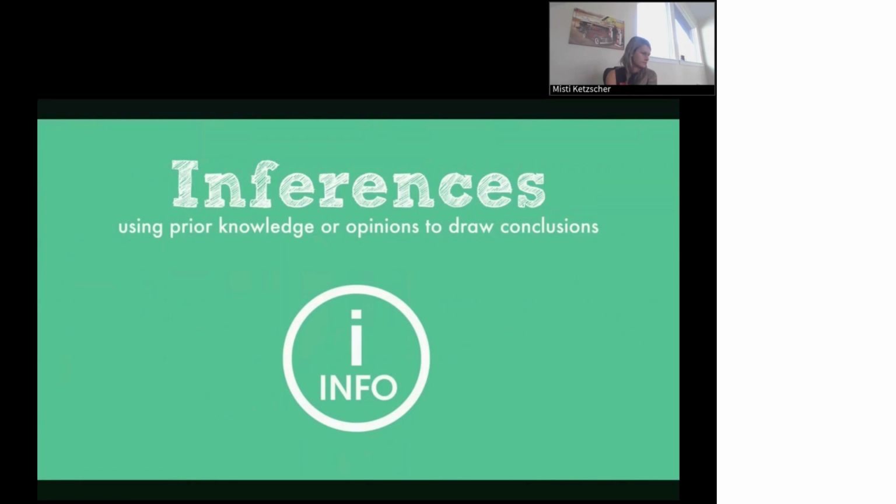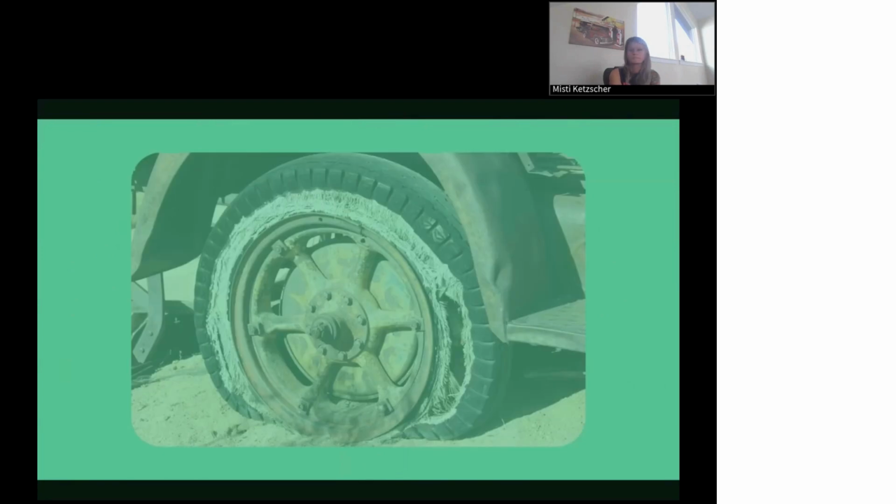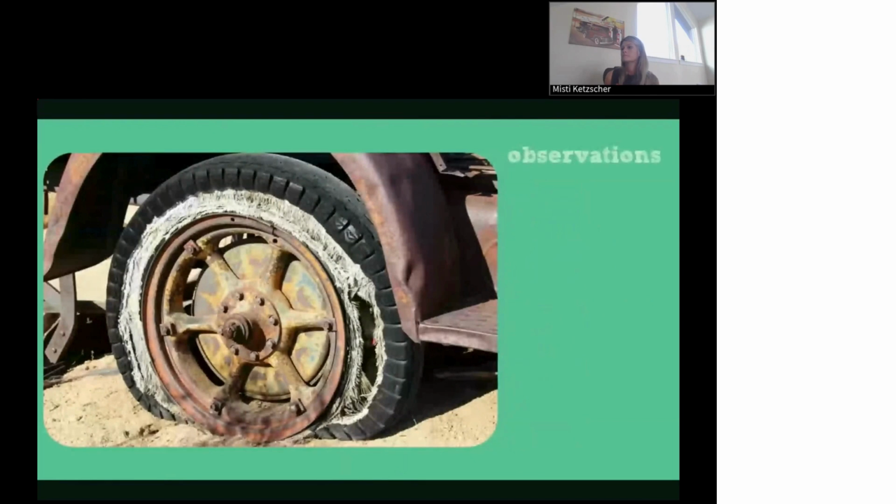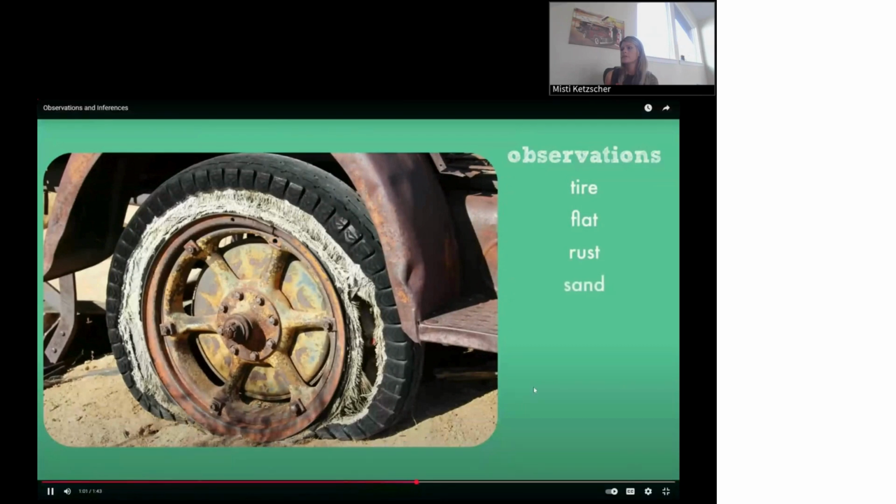Let's look at a scenario where we can make observations and inferences. Look at this picture. There are definitely visual observations that we can make. This looks like a tire and it's flat. There also appears to be rust and sand beneath the tire. So if we're looking at this picture, can we prove those things with our senses? Can we prove those? Eva?